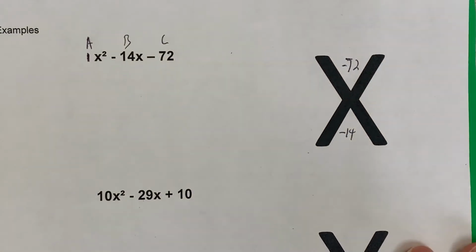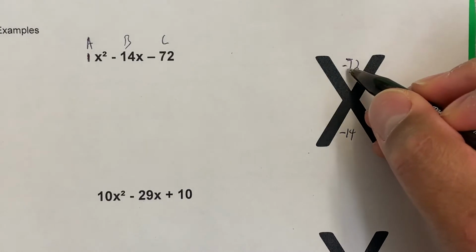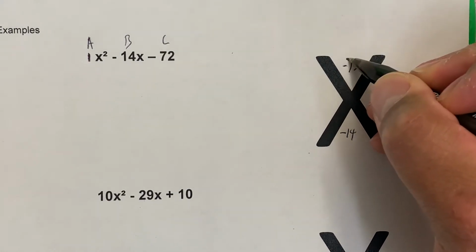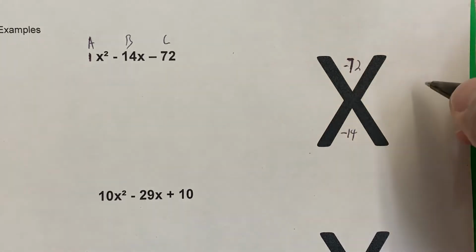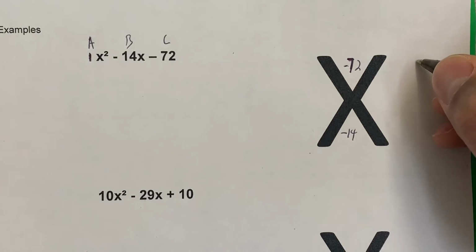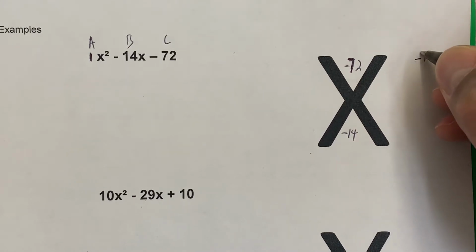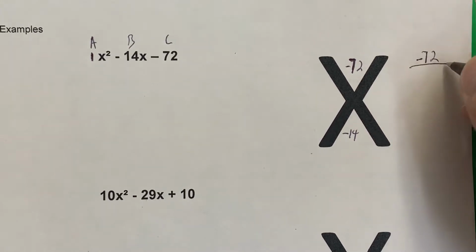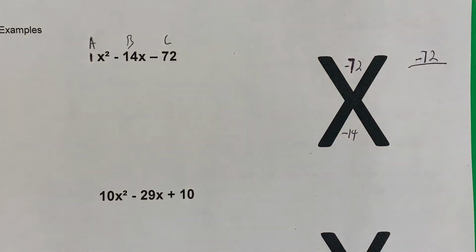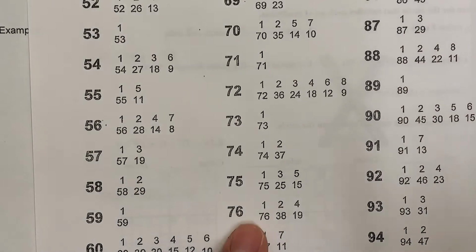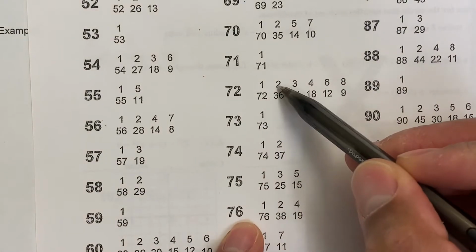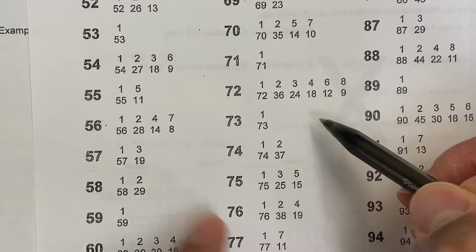Now again, we're looking for factors of negative 72 that add up to negative 14. So I write negative 72 up here, and I start listing factors. Now 72 has a lot of factors, which is where this factor sheet can come in handy, because it's a lot to generate off the top of your head. But you'll see we've got 1 and 72, 2 and 36, 3 and 24, and so on.